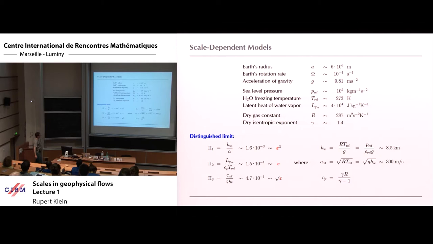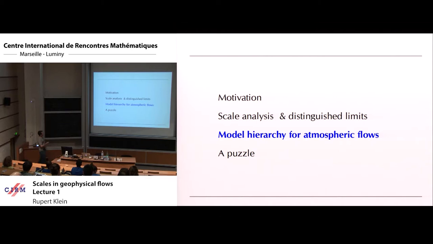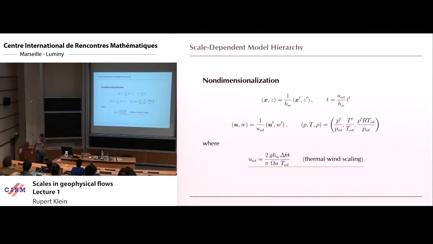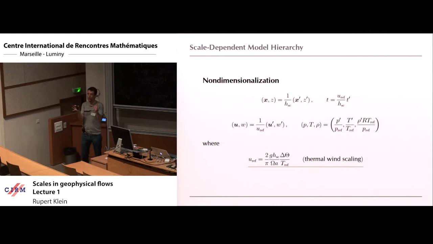Okay, so here we are. I picked this distinguished limit, and now I can move on. I can non-dimensionalize my equations, and I can start trying to derive something meaningful. And the non-dimensionalization, I consciously picked to start with the smallest scales.